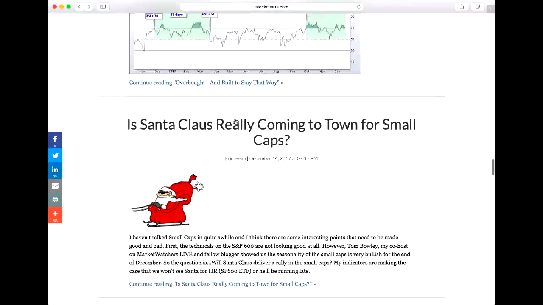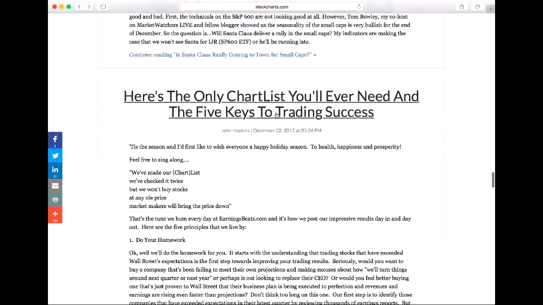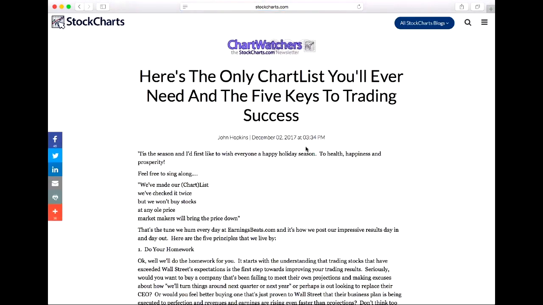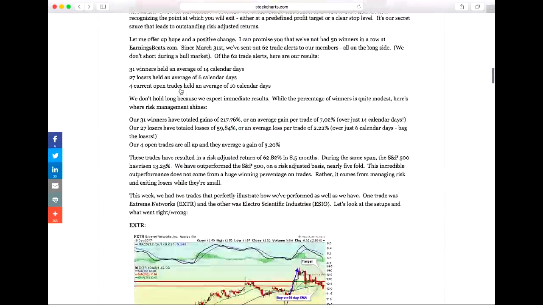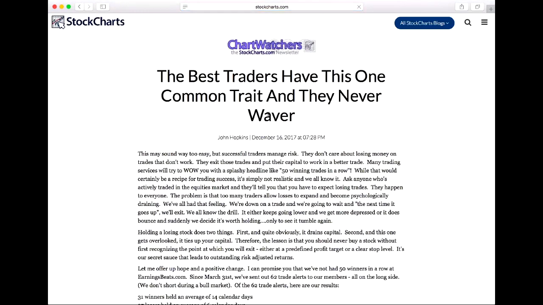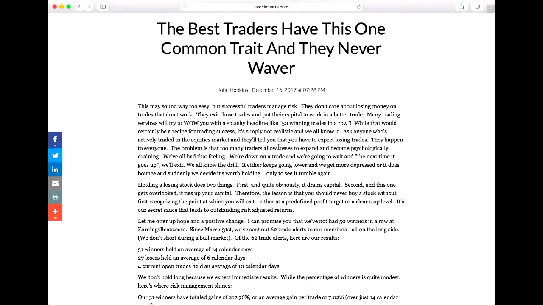I think this is a great lead-in to the earnings spotlight. Here is John Hopkins' article. Actually, that was the older one. Let's go back to the new one. I want to make sure we're getting the most recent stuff here. John wrote an article about traders having one common trait, and that being that they manage risk. We talk about that on the show. We really try to drive that point home, not only during the earnings spotlight segment, but also during other segments of the show, when we have everybody think about where your stop would be and what you're looking for in terms of a target. I'm going to bring John in in just a second.